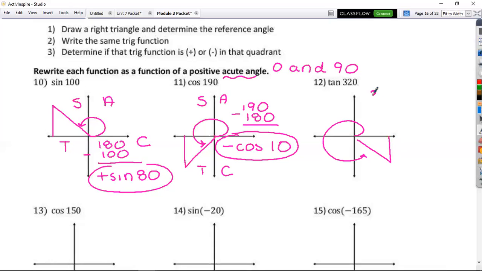So I do 360 minus 320, which is equivalent to the tangent of 40 degrees. And then last I go ASTC. And this needs a negative. Okay.